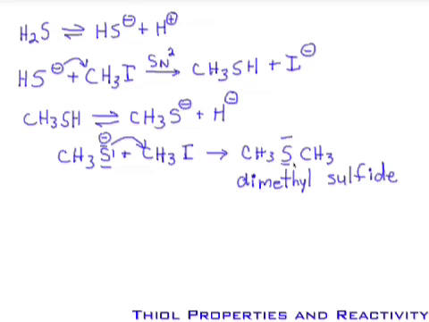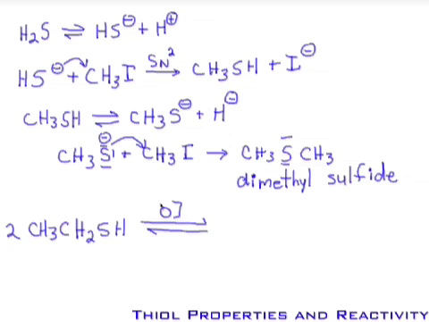Now, oxidation of thiols can take place to make disulfide linkages. For example, you can take 2 ethane thiols, and if you oxidize them, oxidizing would follow the top arrow. Remember, oxidizing is the removal of hydrogen. Bottom arrow going backwards is reduction. Reduction is the addition of hydrogen.